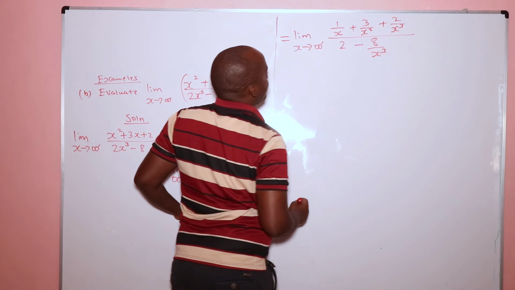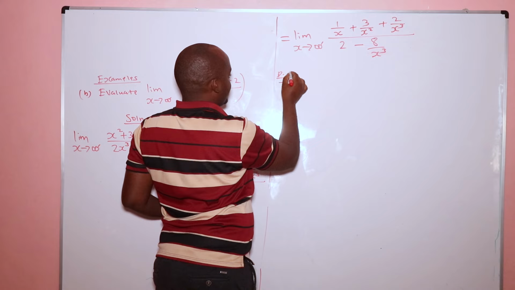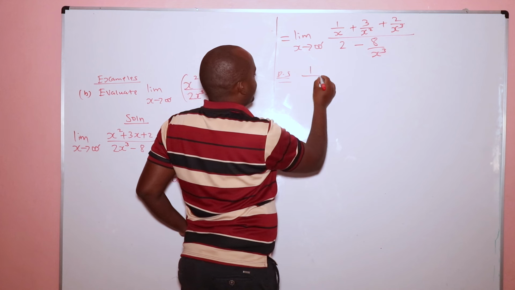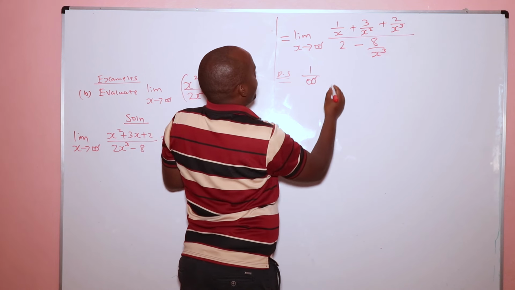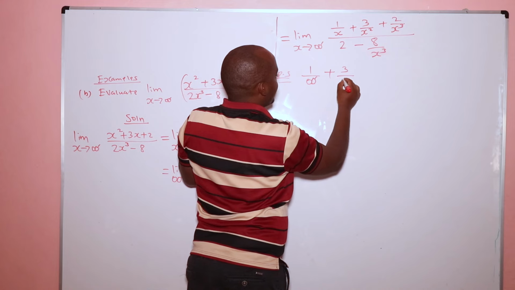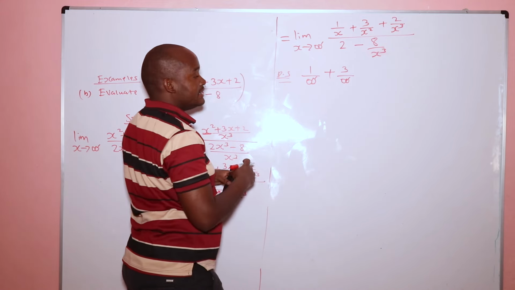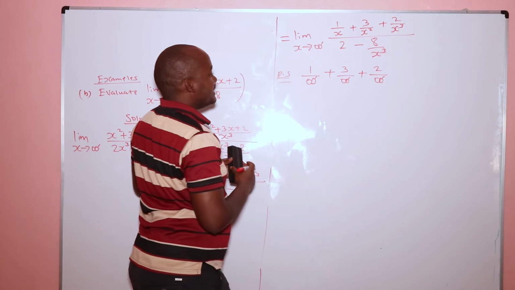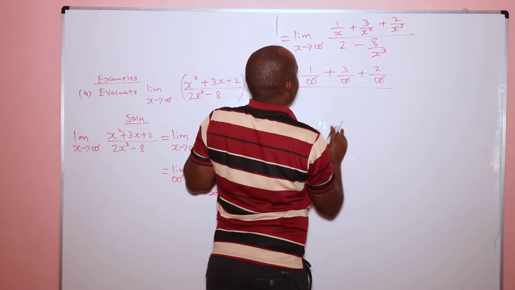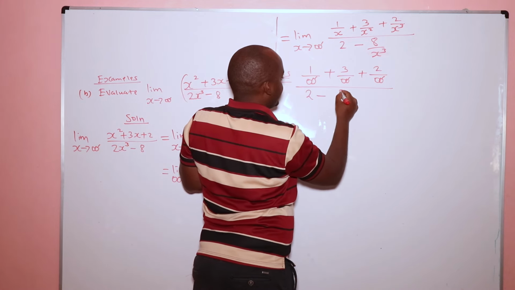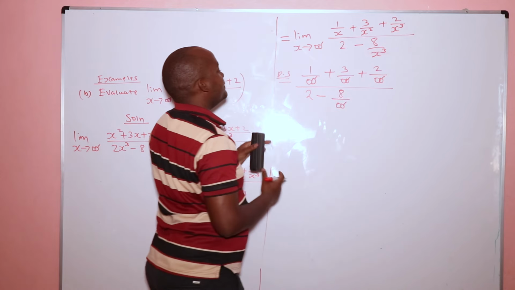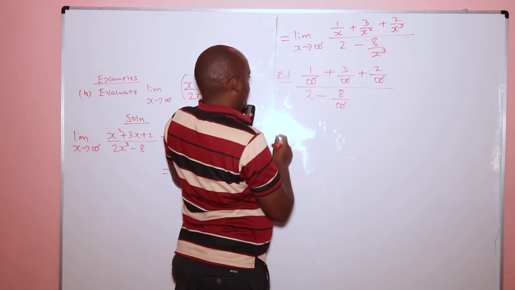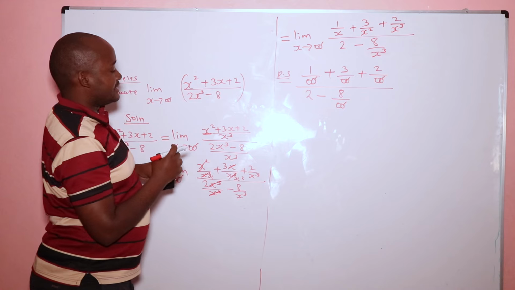8 over x cubed. By direct substitution, it means that you are replacing the values of x with infinity. So this will be 1 over infinity in the numerator, plus 3 divided by infinity, because infinity squared you still get infinity, plus 2 over infinity, because infinity cubed you still get infinity, divided by 2 minus 8 over infinity, because infinity cubed as well is equal to infinity.